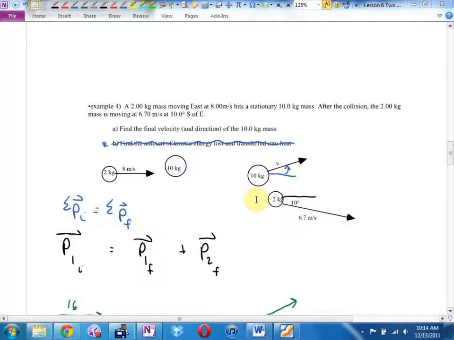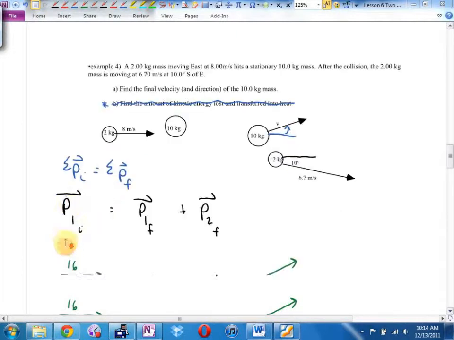Back to here. Here's what we said. As soon as we see there's angles, and it's usually pretty obvious either from the picture or from the way they've described stuff. We're looking at example 4 if you want to jog your memory. I started out the same way. I still wrote the sum of all the initial momentum equals sum of all the final. And I even still wrote the same equation. I said, what's moving beforehand? Mass 1, mass 2, or both? What's moving afterwards? Mass 1, mass 2, or both? Do they stick together or are they separate?